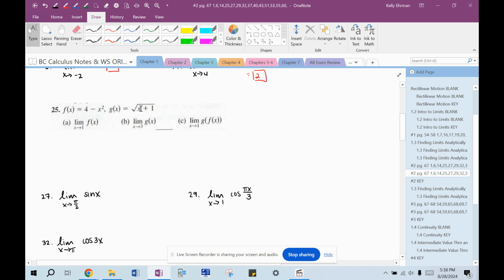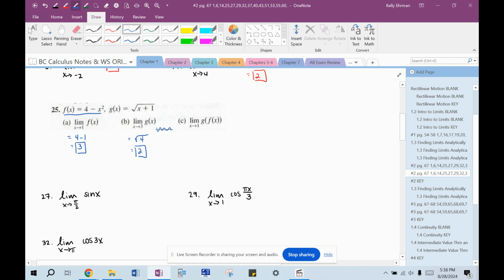Now we have f of x and g of x. So find the limit as x approaches 1 of f of x. So just make sure you're plugging into the correct function. So this is just 4 minus 1, which is 3. The limit as x approaches 3 of g of x. This line doesn't mean anything. That is the square root of 3 plus 1. So square root of 4 is 2.